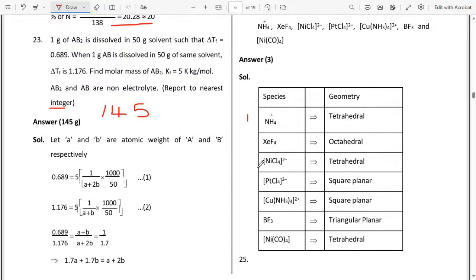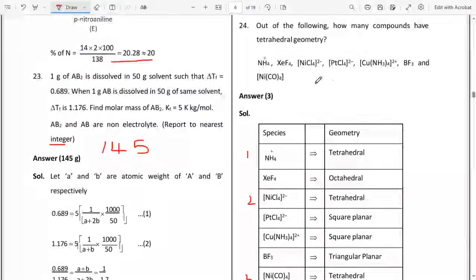Nickel tetrachloride 2 minus, yes, it is going to have tetrahedral structure. Platinum tetrachloride, no. Copper, no. BF3 is trigonal planar, and the nickel carbonyl compound, that is tetracarbonyl compound, is going to have 3. So the total number is 3. Just enter 3 in your answer sheet, right?